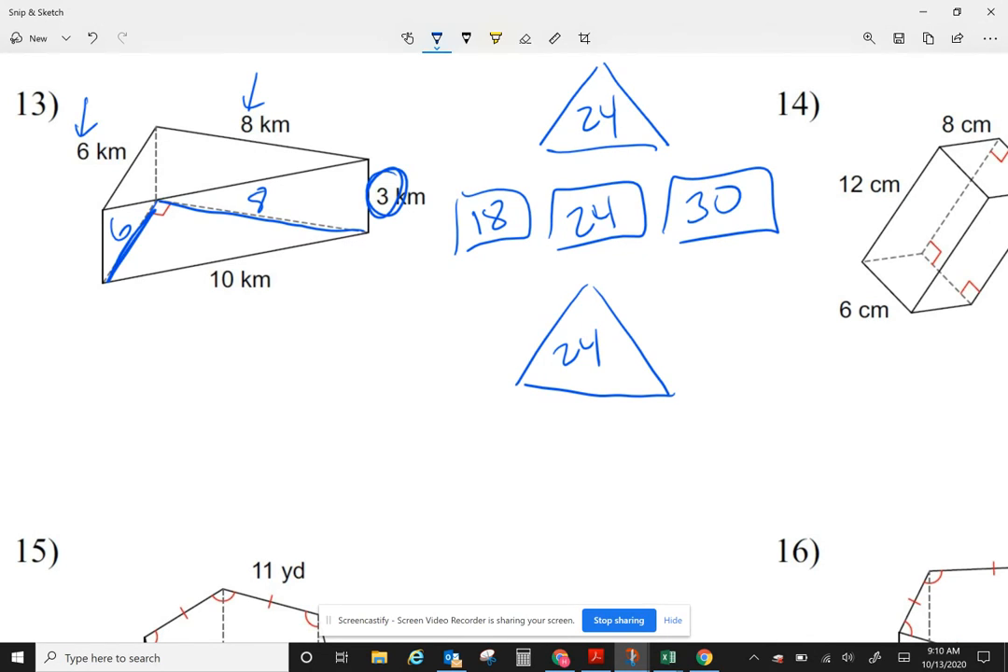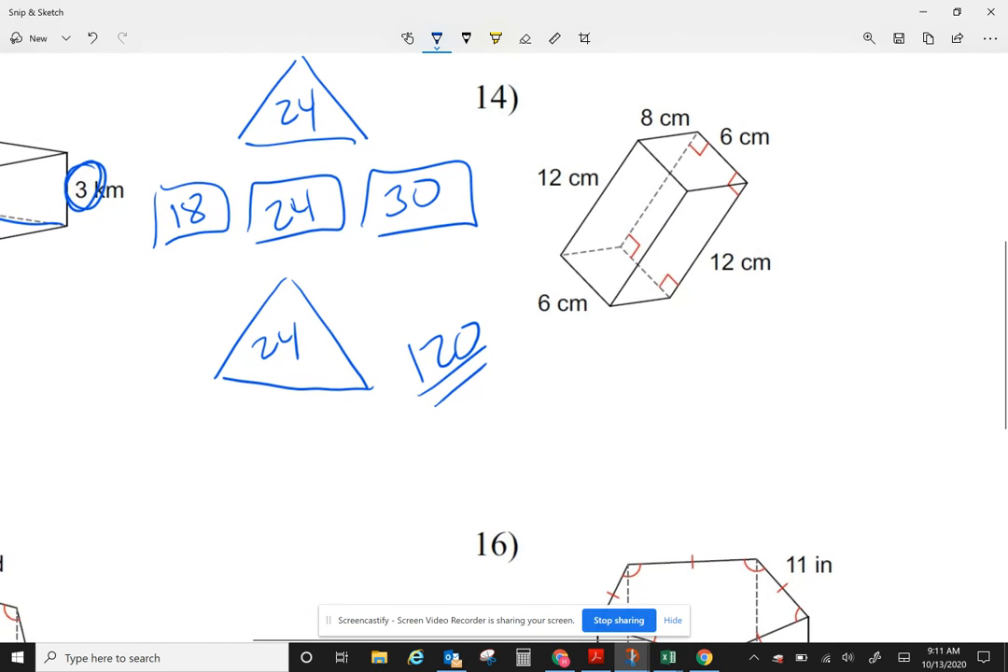Now let me add everything. I'm going to add the bases first. So 24 plus 24 plus 18 plus 24 plus 30, and I have 120. So this was the surface area of a prism, a triangular prism. So the bases are triangles.